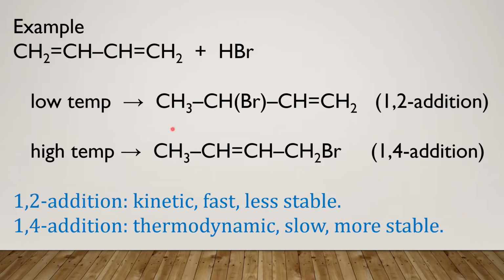As a summary, when 1,3-butadiene undergoes electrophilic addition reaction at low temperature, 1,2 addition takes place. See here, 3-bromo-1-butene is our product here, and here 1-bromo-2-butene is the product.